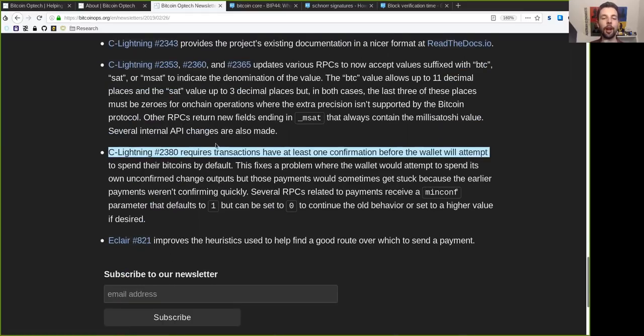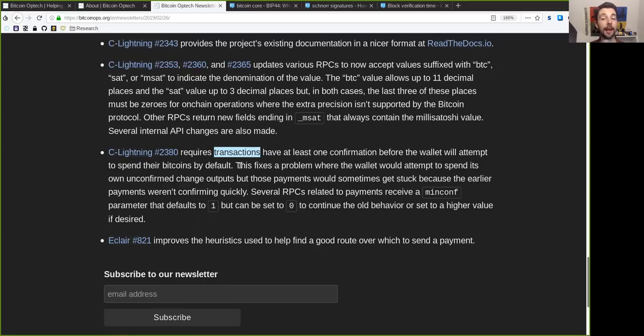This C-Lightning change requires transactions to have at least one confirmation before the wallet will attempt to spend their bitcoins by default. This fixes a problem where the wallet would attempt to spend its own unconfirmed change outputs, but those payments would sometimes get stuck because the earlier payments weren't confirmed quickly. Several RPCs related to payments receive a min-conf parameter that defaults to 1, but can be set to 0 to continue the old behavior or set to a higher value if desired.